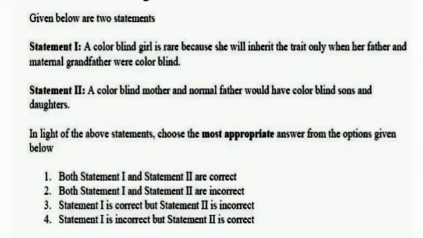Next is, given below are two statements. Statement 1: a colorblind girl is rare because she will inherit the trait only when her father and maternal grandfather were colorblind. And Statement 2: a colorblind mother and normal father would have colorblind son and daughter. In light of the above statements, choose the most appropriate answer from the options given below. And the right one is option 3. That is, Statement 1 is correct, but Statement 2 is incorrect.